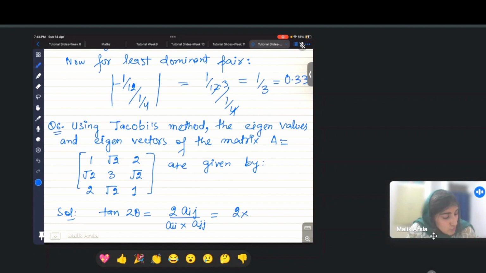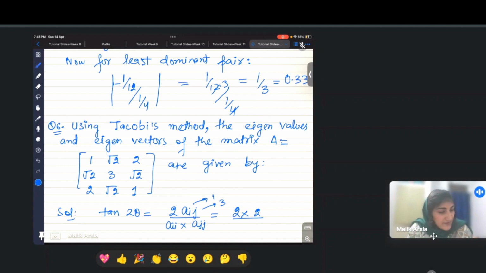So this is 2, a_ij. Now, as you have chosen the largest entry, that is this 2, you put it here. Now for this 2, what is the i and what is the j? i is 1 and j is 3. In this case, i is 1 and j is 3.